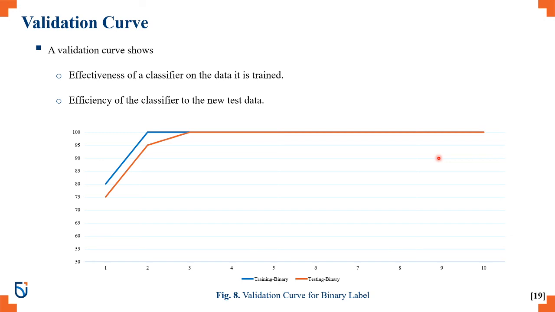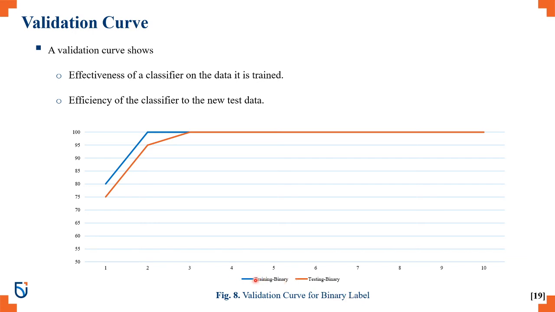A validation curve shows the effectiveness of the classifier on the data it is trained on, and the efficiency of the classifier on new data, that is the testing data. There are different hyperparameters that can be used in combination to improve the detection capability of a classifier. We use a decision tree classifier for our study and select the maximum depth of the decision tree as a hyperparameter, and a value of 10 is considered. Figure 8 shows a validation curve for binary label.